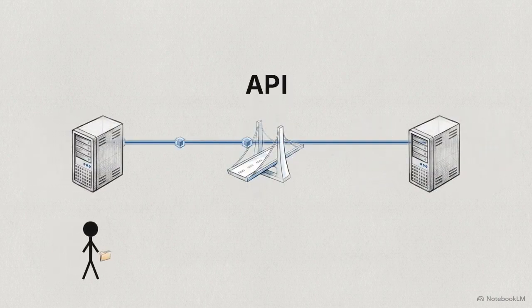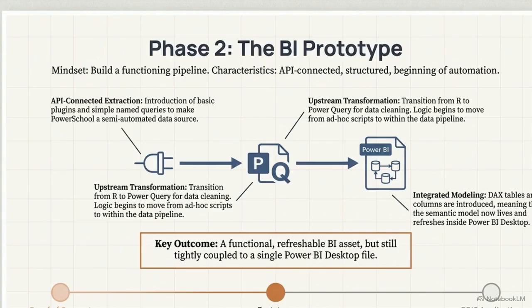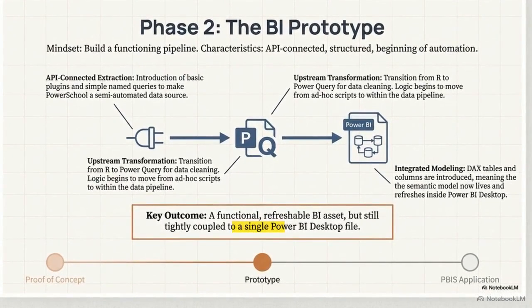An application programming interface is a digital bridge that allows 2 distinct software systems to communicate, replacing manual human exports with automated data extraction. This Phase 2 diagram illustrates the shift. The API plug icon flows directly into Power Query, moving cleaning logic out of ad hoc scripts and into the internal pipeline. The organization now possesses a refreshable BI asset that updates automatically from the source.